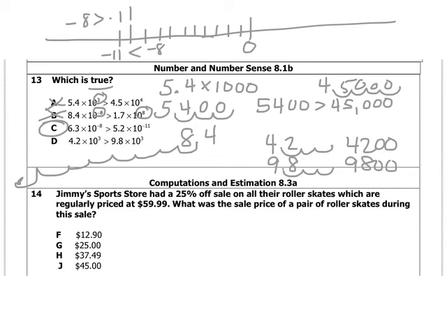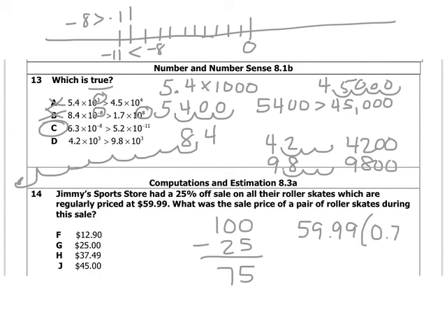Okay, again, we have a sale price question. Jimmy's Sports Store had a 25% off sale for all their roller skates, which are regularly priced at $59.99. What was the sale price of the roller skates during this time? Again, if I'm saving 25%, I'm paying 75%. Your best bet here is to multiply $59.99 by 0.75.